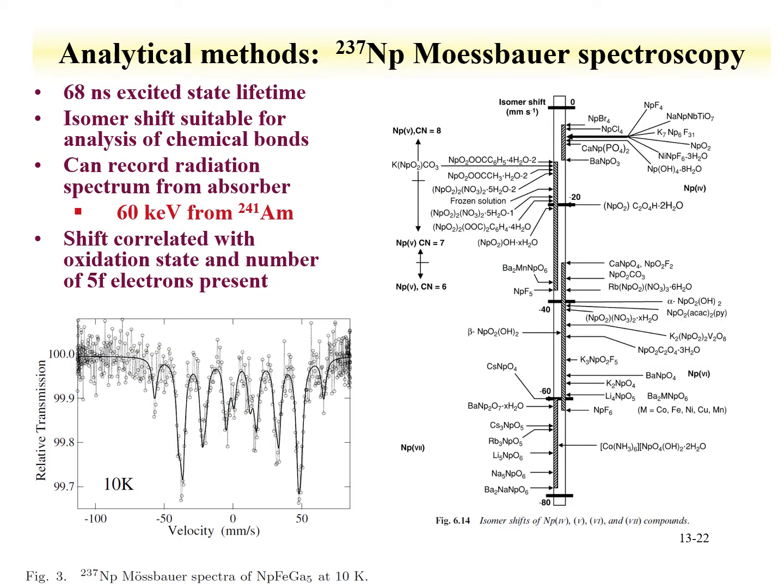A review of an analytical method we discussed during gamma spectroscopy is Mössbauer spectroscopy. The excitation is done with americium-241, and this is just a review of what we've already discussed. It shows that one can identify different species of neptunium through its Mössbauer spectrum.